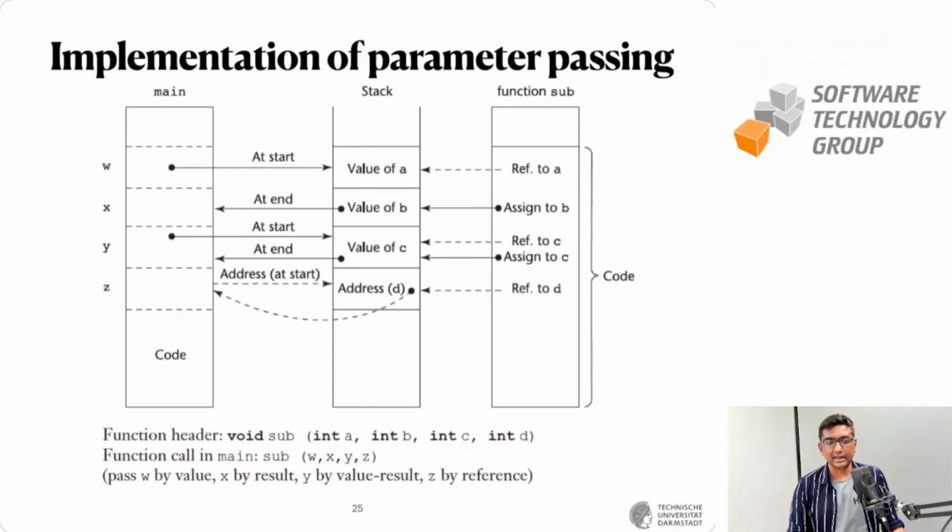The address of z is assigned to d, so essentially d points to the address of z. Computations happen, but any time you refer to the value of z during the execution, you are going to have the value of whatever has happened to d inside the function. So this is a brief overview of how parameter passing is implemented internally.